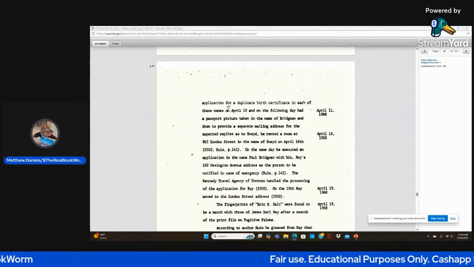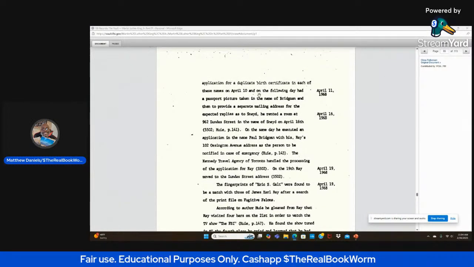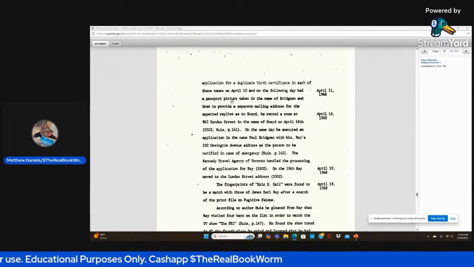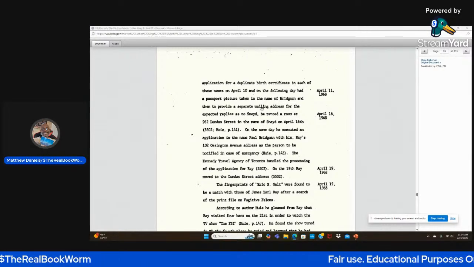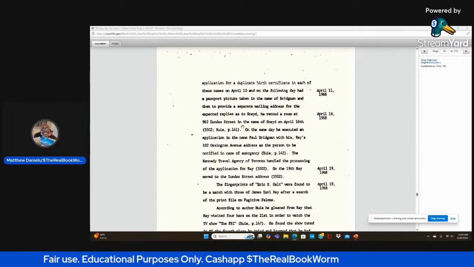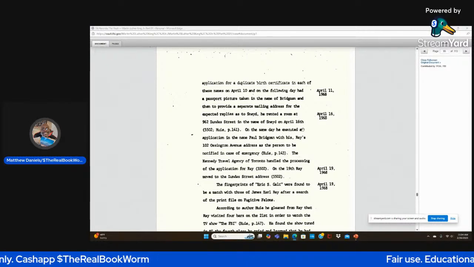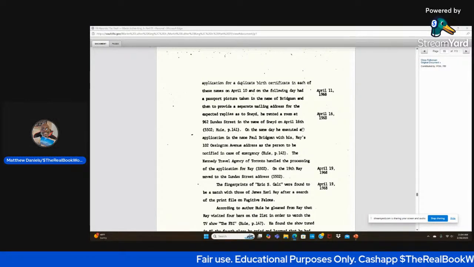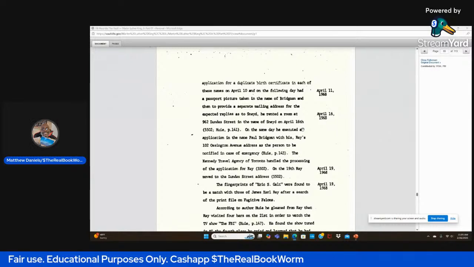He made an application for a duplicate birth certificate in each of these names on April 10th, and on the following day had a passport picture taken in the name of Bridgman. Then, to provide a separate mailing address for the expected replies as to Sneed, he rented a room at 962 Dundas Street in the name of Sneed on April 16th. So he still has money for these taxis, these bus trips, to go to another country, to rent rooms, to get the duplicate birth certificates, to change his name.